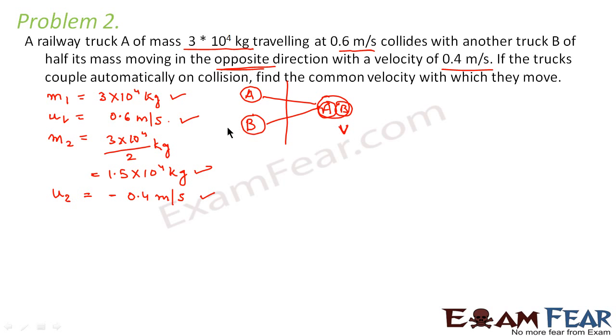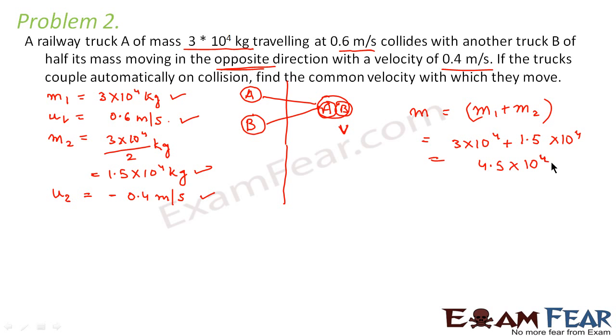So before collision, this is the scenario. And what about after collision? After collision, what will happen? So this was before collision. Now after collision we will write here. After collision, what will be the total mass of the system? After collision, the mass will be equal to m1 plus m2. So the mass will become 3 × 10^4 plus 1.5 × 10^4, which is equal to 4.5 × 10^4 kg. This will be the mass after collision. And what will be the velocity with which this system will move after collision? That is what we have to find.